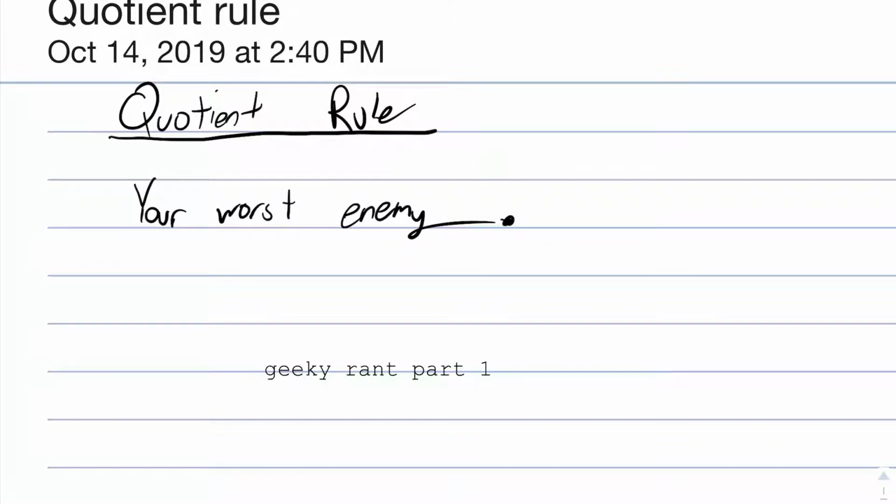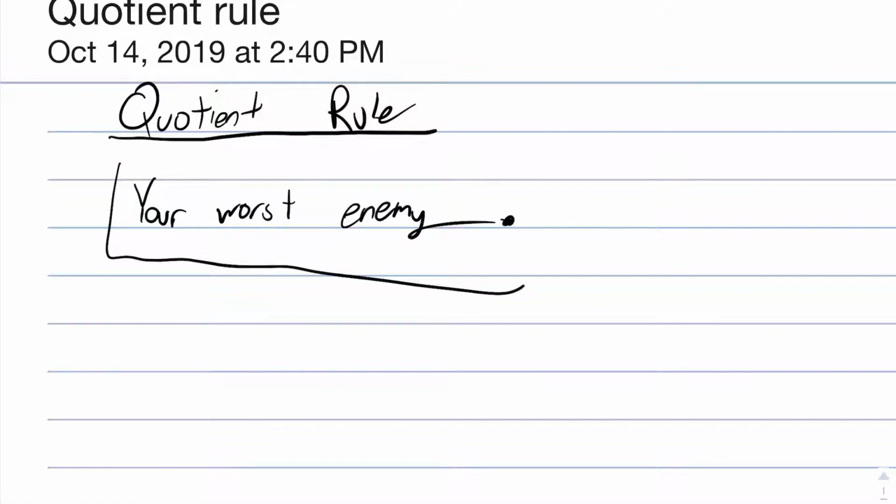Now, what is the quotient rule? Well, it's your worst enemy. I hate this rule, along with the product rule, but I definitely hate this rule more because it's tough to remember sometimes, and sometimes I just don't feel like doing it. So why do we have it?